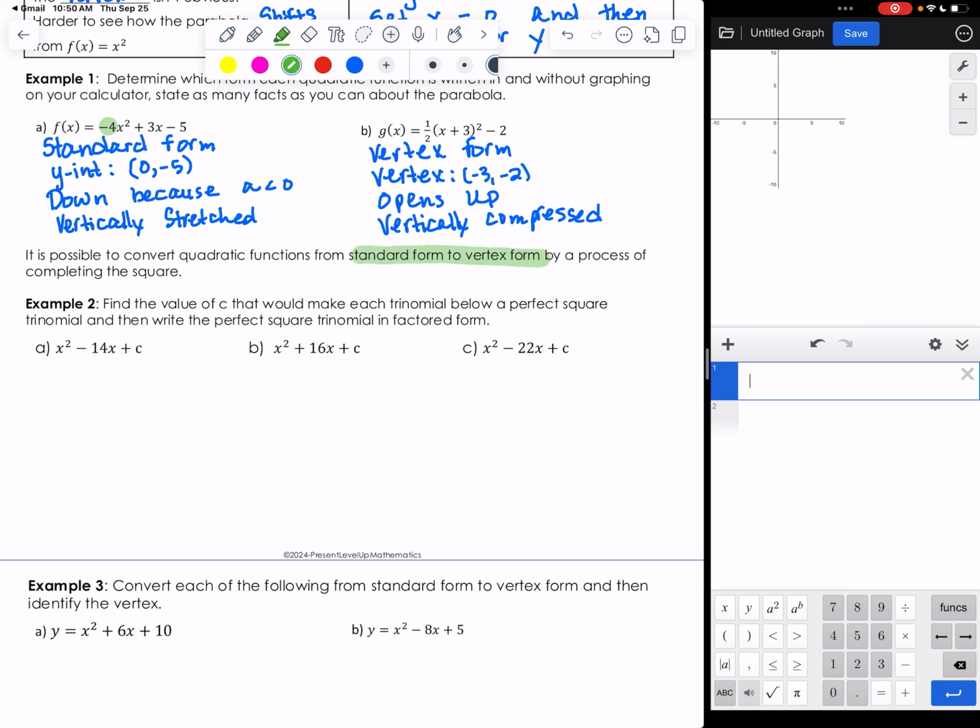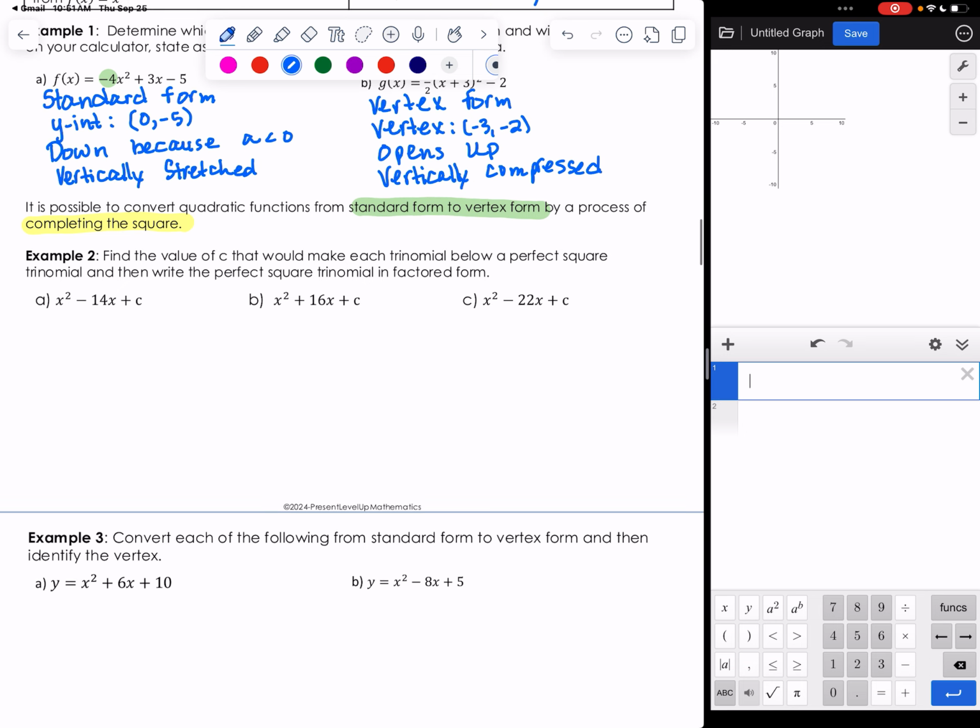to vertex form. And to do that, we use a process called completing the square. Completing the square. So let's talk a little bit about what that means. So when I have a binomial expression, like we do in example 2, it says find the value of c that would make each trinomial below a perfect square trinomial, and then write the perfect square trinomial in factored form.